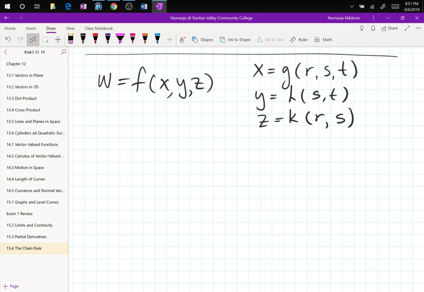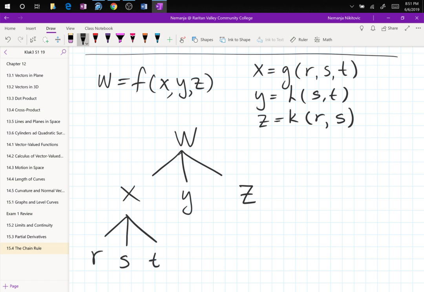So what do we have? Well, you first draw the tree. W splits three ways, x, y, and z. Now your x splits three ways into r, s, and t. Your y splits two ways into s and t. And your z splits two ways into r and s. As I said, you can have any combination imaginable. One of these could have been just one variable. Let's say y could have only been dependent on s. So you can have any amount of variables in f. That's going to tell you how many branches you have from w, and then each individual one will tell you how many branches that one brings.